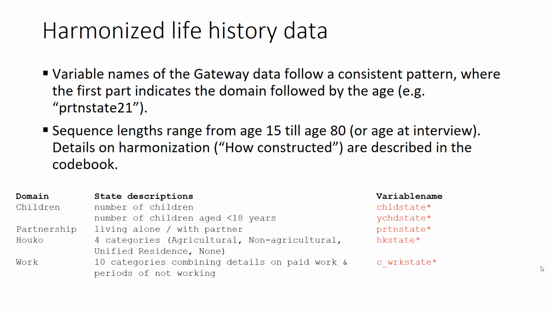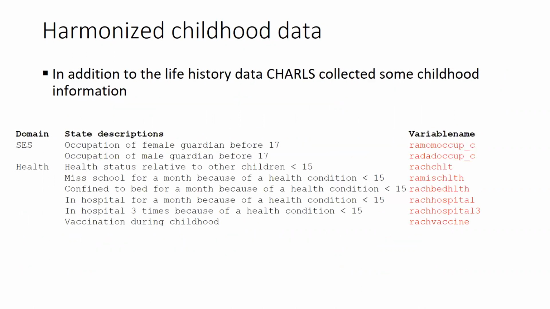You might notice that the work state variable has a little c in front of it. I will talk about this later, and I will show you a little bit later also. This is because the work histories in CHARLS are quite different from SHARE and ELSA, the previous harmonized life histories. Therefore, the work histories are specific to CHARLS, but you can change it if you want to make it more comparable to SHARE and ELSA.